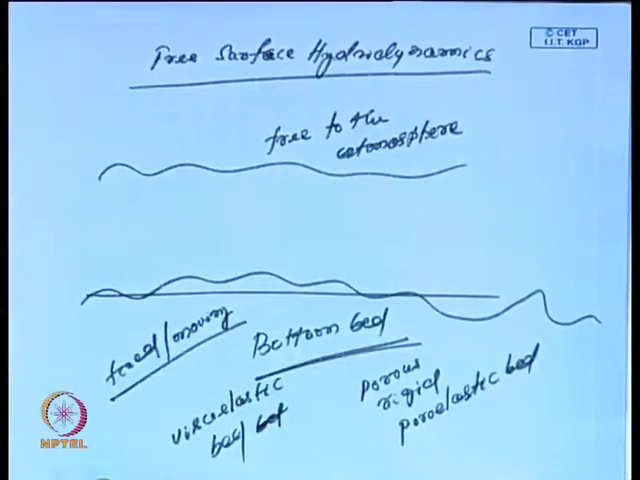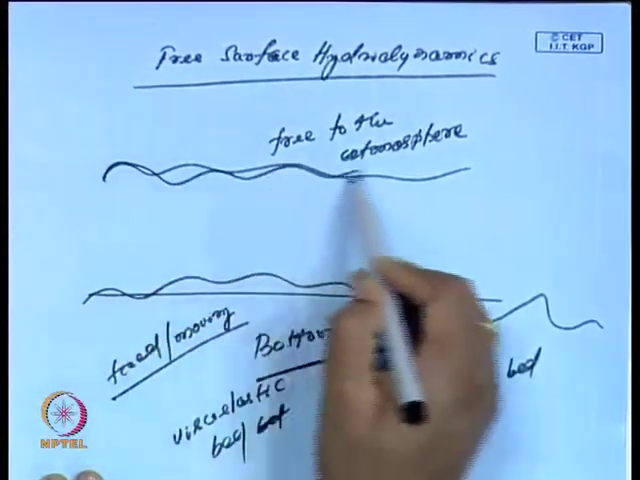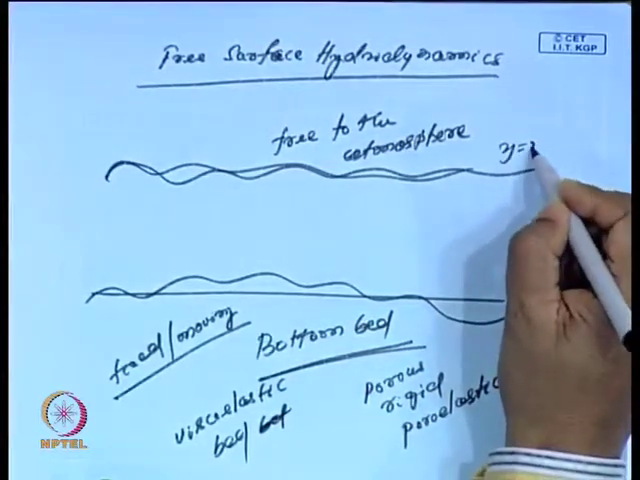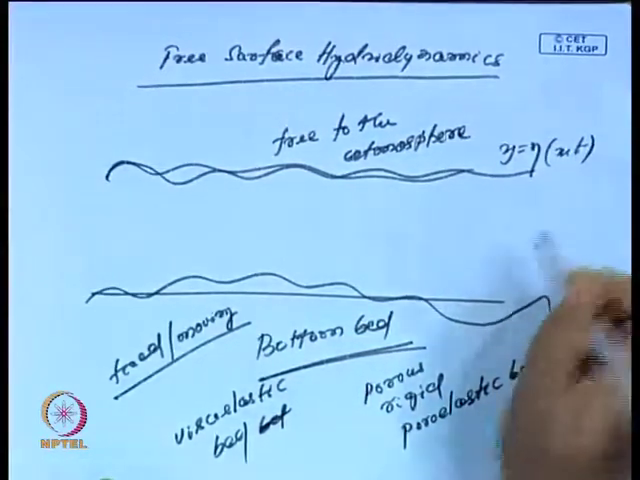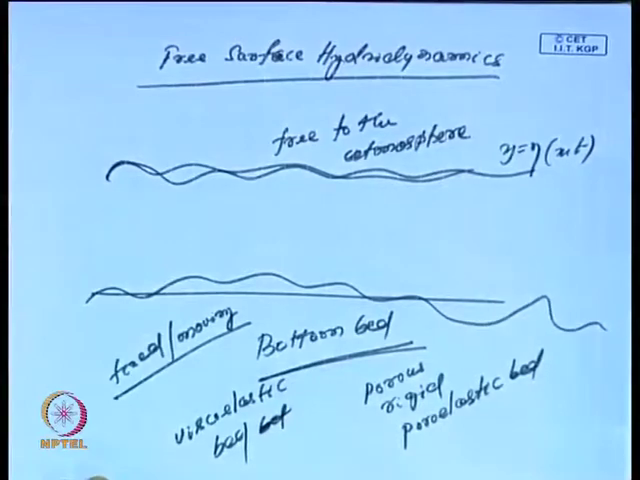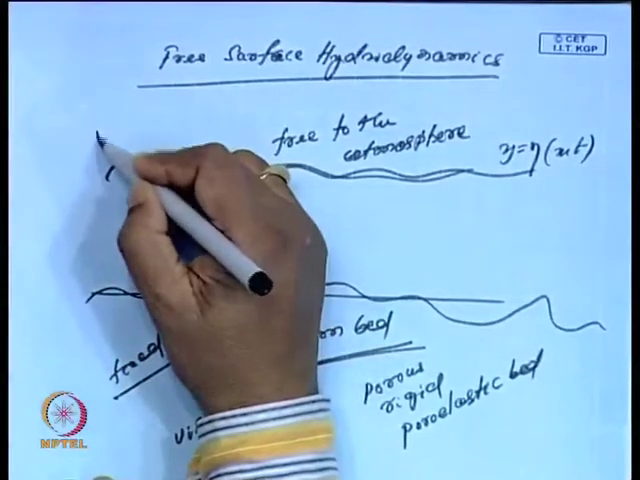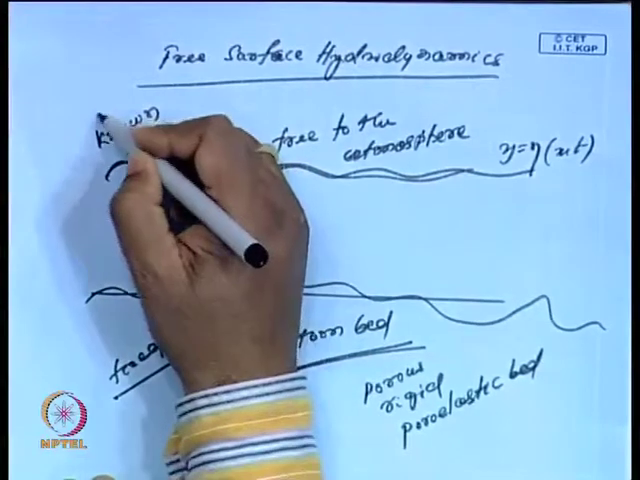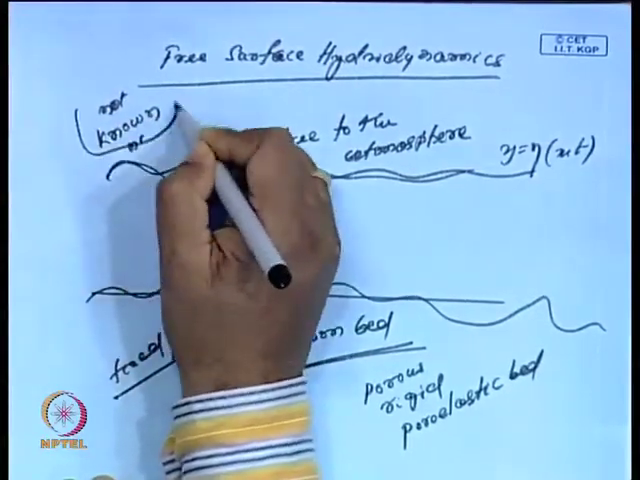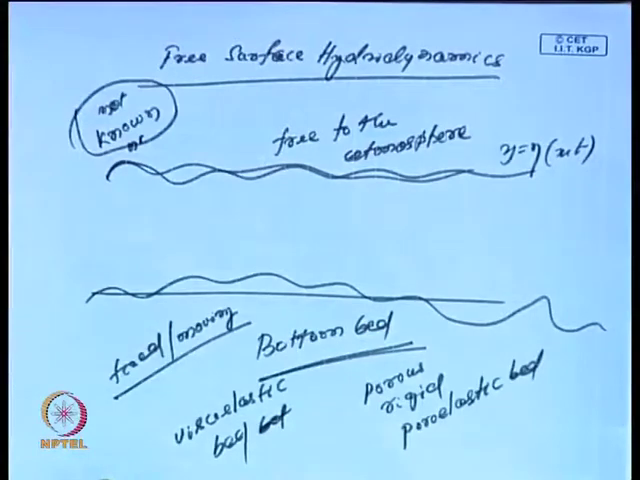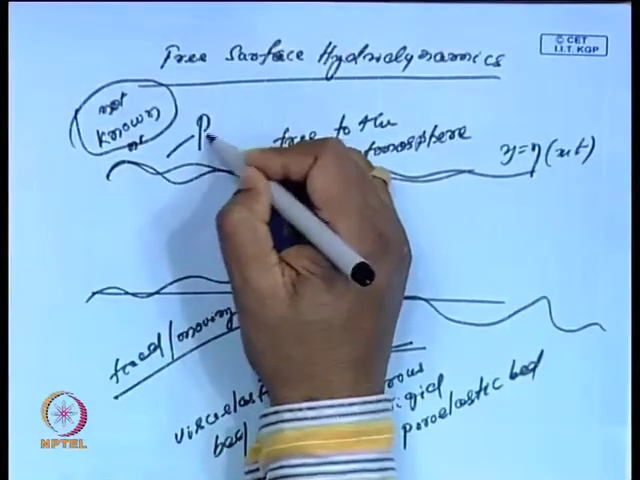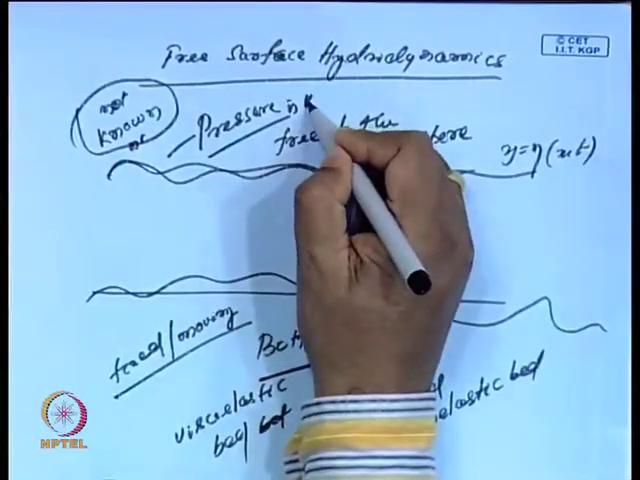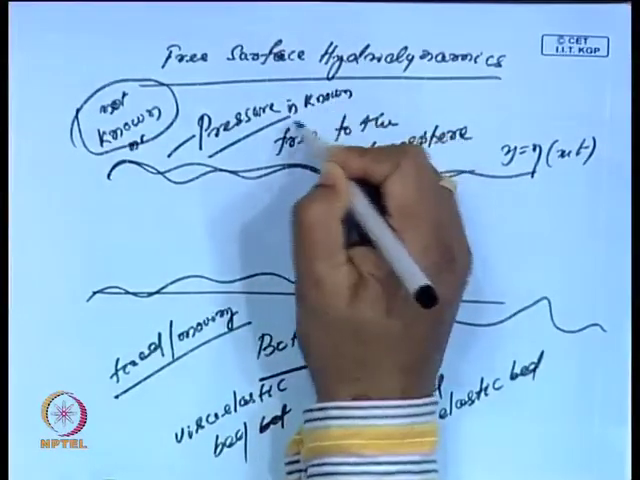But what happens when it comes to the free surface? If I say y is equal to eta is the free surface, this free surface is not a known surface, the surface is not known. But what happens on the free surface? The pressure is always known.